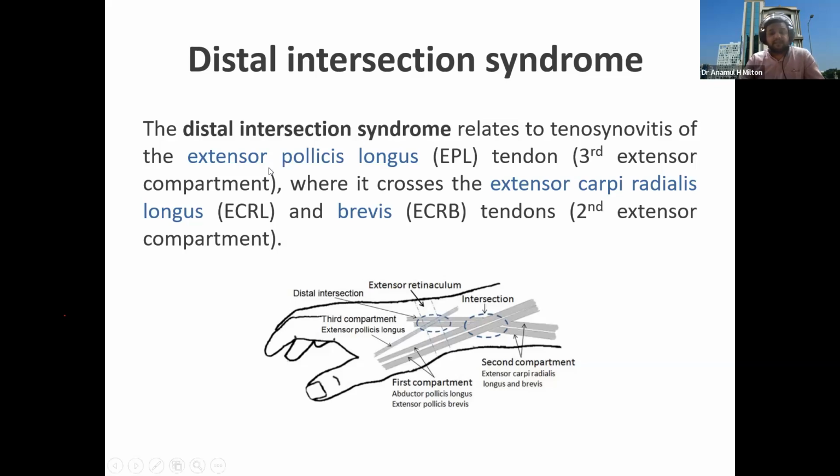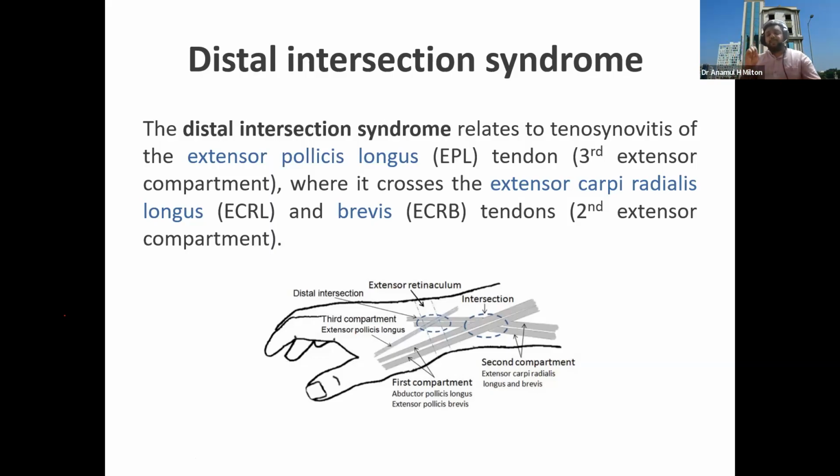So it is when the second compartment, after crossing the first compartment, a few centimeters distally also crosses the third compartment. In the third compartment there is the extensor pollicis longus. So there is a chance of another friction from crossing this tendon.